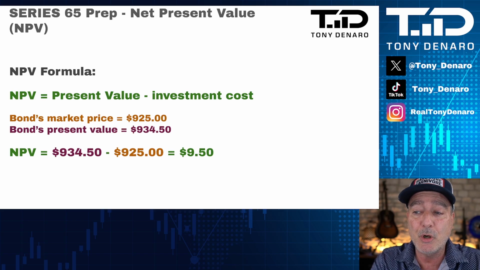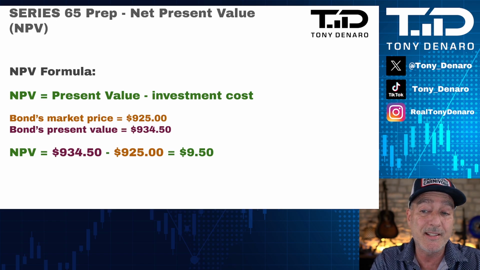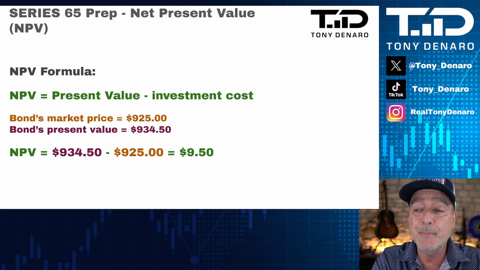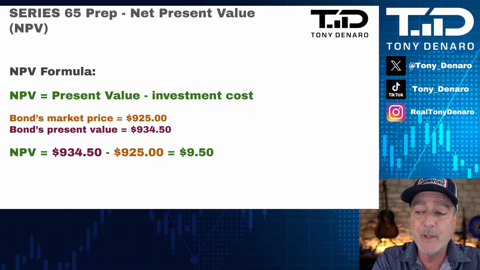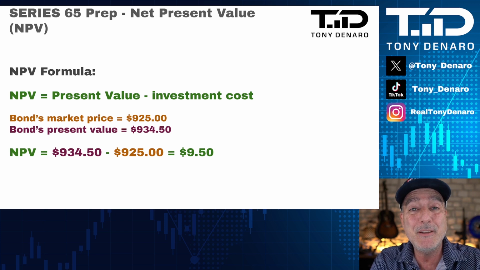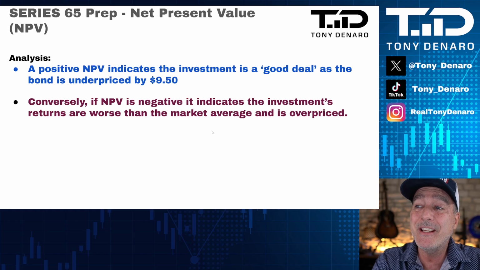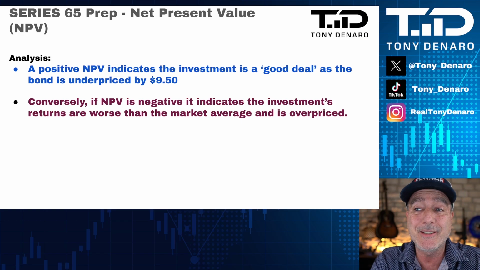Let's recall that $934.50 present value and assume we're looking at a bond that has a market price of $925 if we were to go out and buy it today. Using our NPV formula, we take the present value minus the cost or the market price, and we come up with a positive NPV of $9.50. A positive NPV lets you know that the investment is a good deal and that in this case, the bond is underpriced by $9.50.